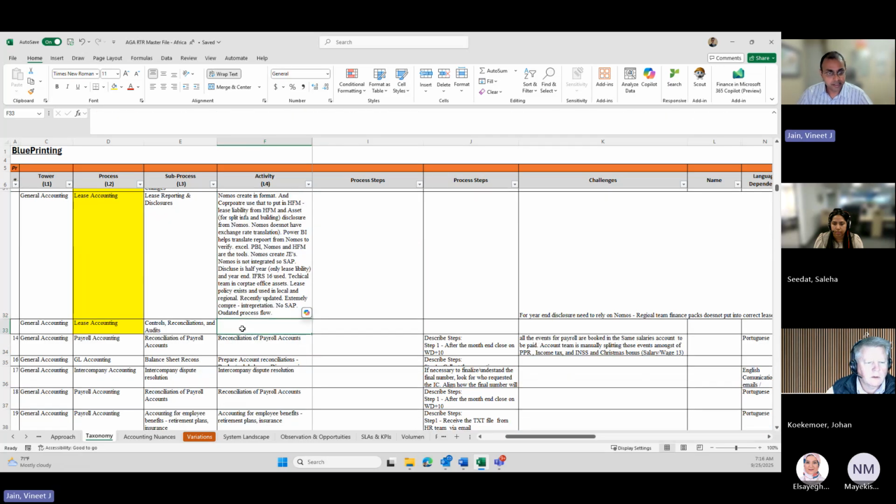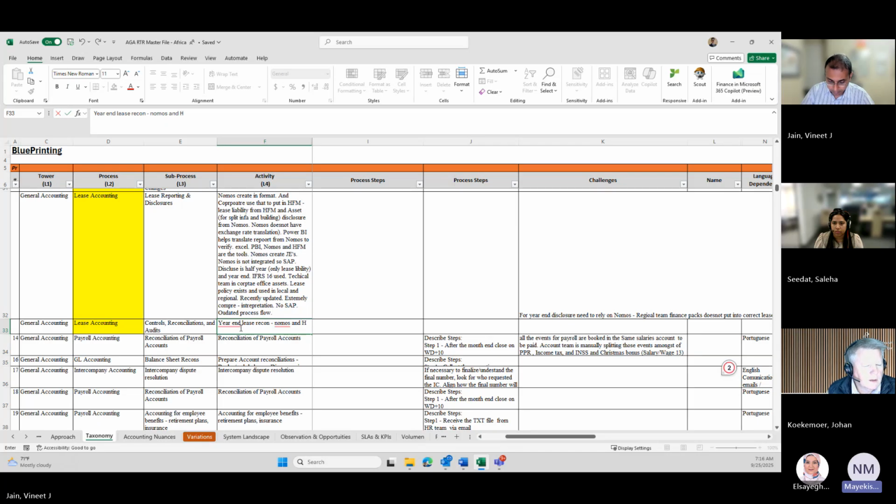So you mentioned the lease reconciliations you are doing at the year end. Our lease reconciliation, we do a reconciliation between Nomos and HFM on a quarterly basis. That forms part of the controls that Salia mentioned she reviews. And for year end as well, we rely on the same recons. We use Power BI.